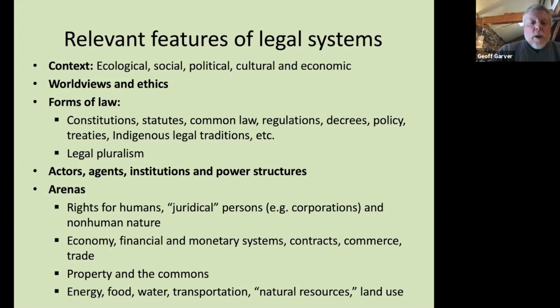Most familiarly corporations, but now more and more non-human nature. And the rights of nature movement and the developments in that arena are very relevant to these studies. You have legal regimes that are primarily economic, dealing with the economy, financial and monetary systems, contracts, commerce, trade, and so on. And then a whole set of regimes dealing with various forms of property, including notions of common property. And then various sectors that may be particularly interesting to include here: energy, food, water, transportation, natural resources, land use, and so on.